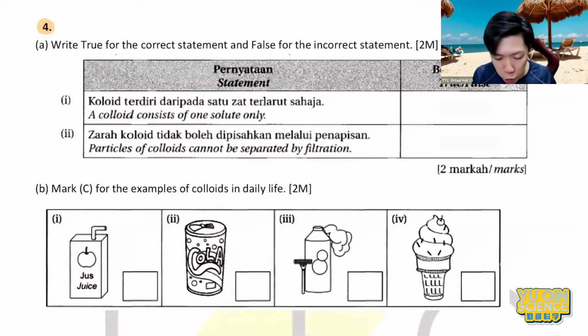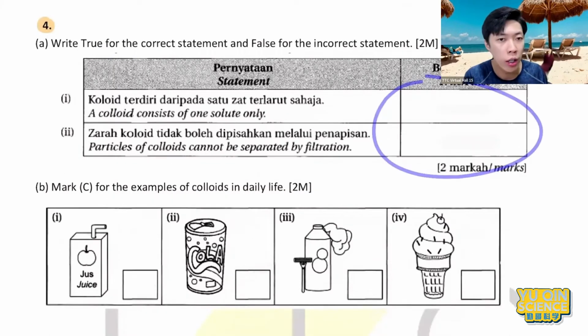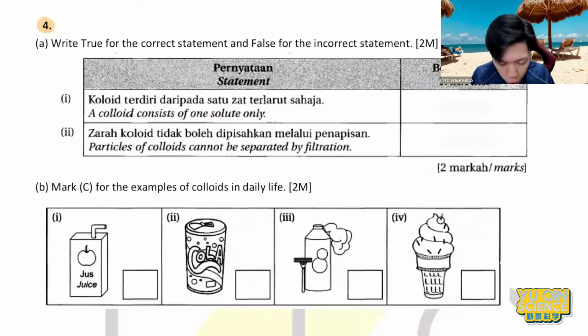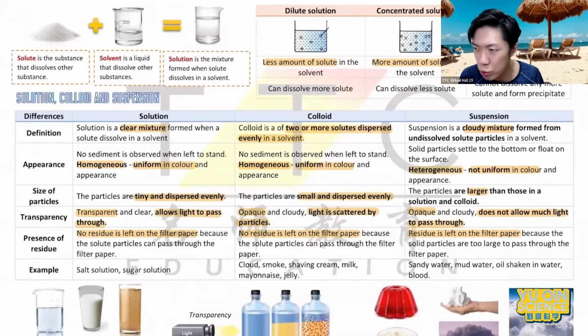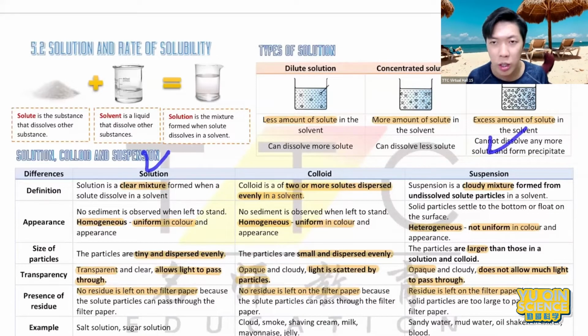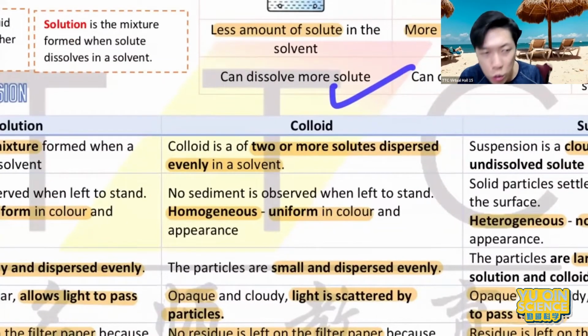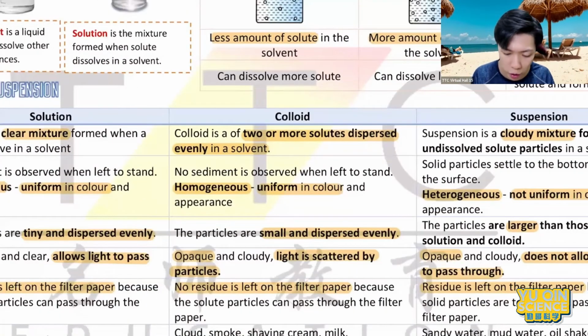Write true or false for the statement below. Colloid consists of one solute only. Wait, what? Colloid consists of one solute. Where's such a rule? I don't think there's such a rule. Even for solution and suspension, you can add more than one thing. Colloid is one? No, it's two or more solutes. So that's a false statement.